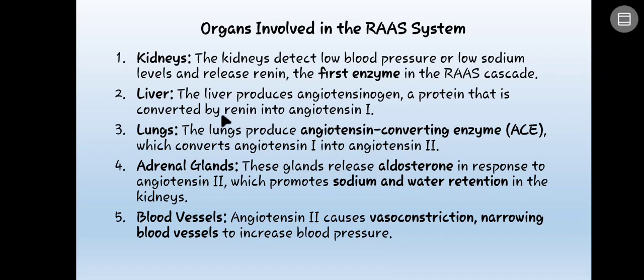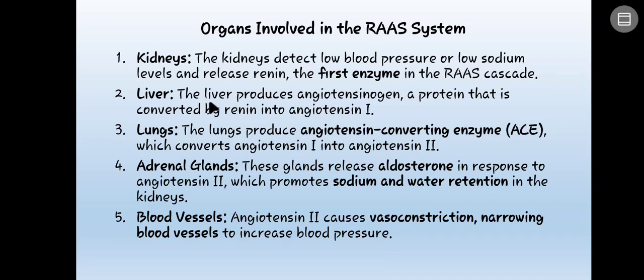Okay, good. And we have the liver. So the kidneys detect low blood pressure or low sodium levels and release renin. Okay, so on this slide, I'm just helping you to list out the various organs that play a major role in the renin-angiotensin-aldosterone system. But as we move on, we will go through the entire process, more specifically, for you to understand the step-by-step approach to the renin-angiotensin-aldosterone system.